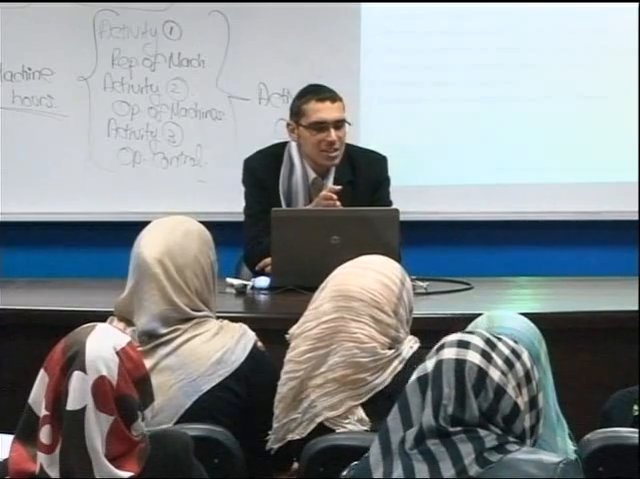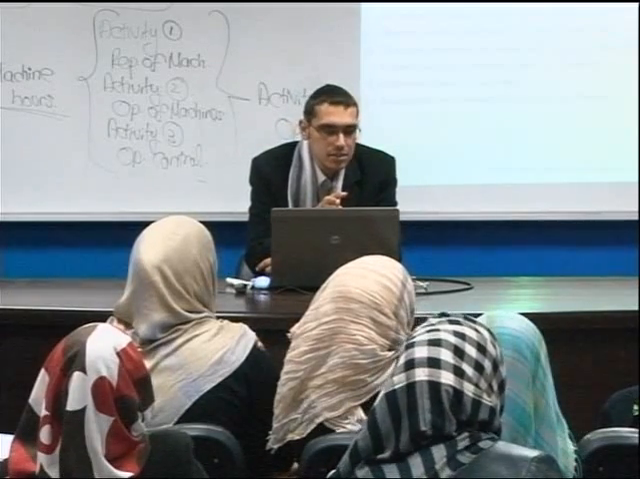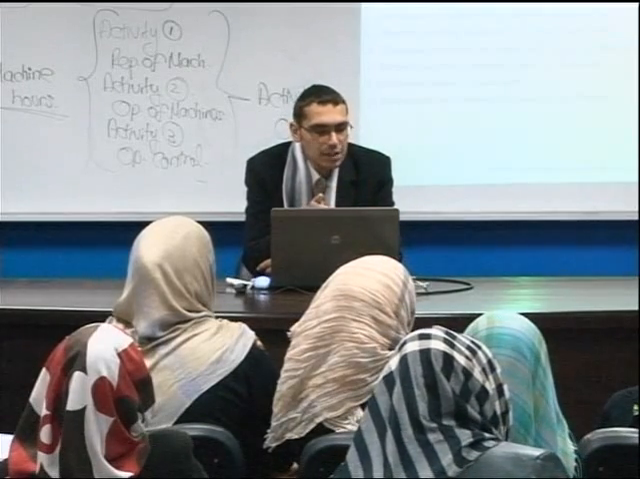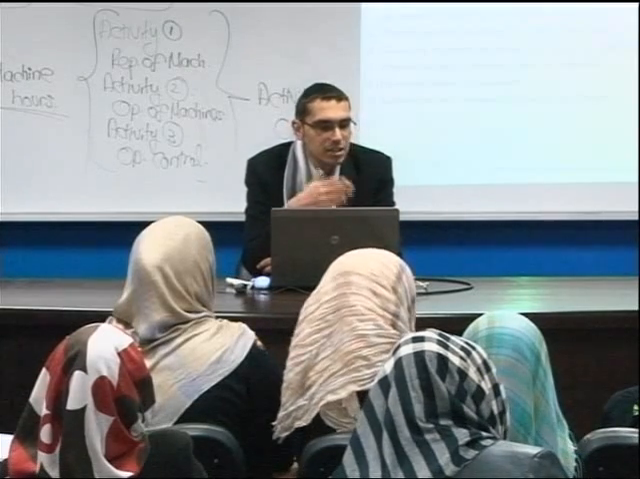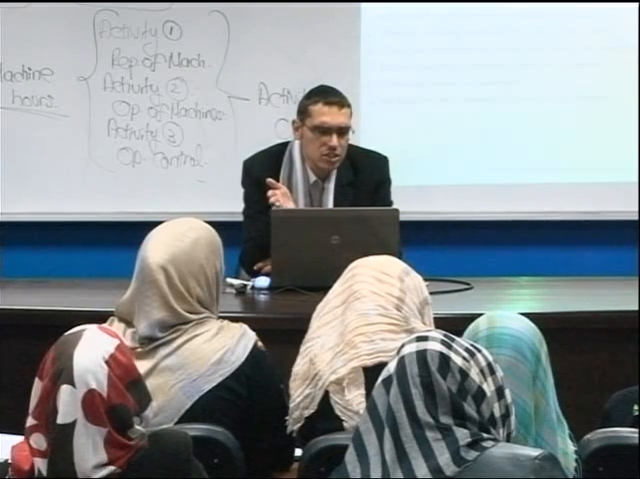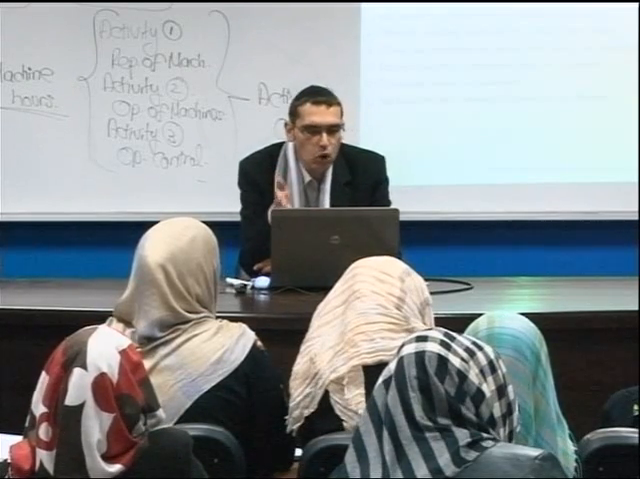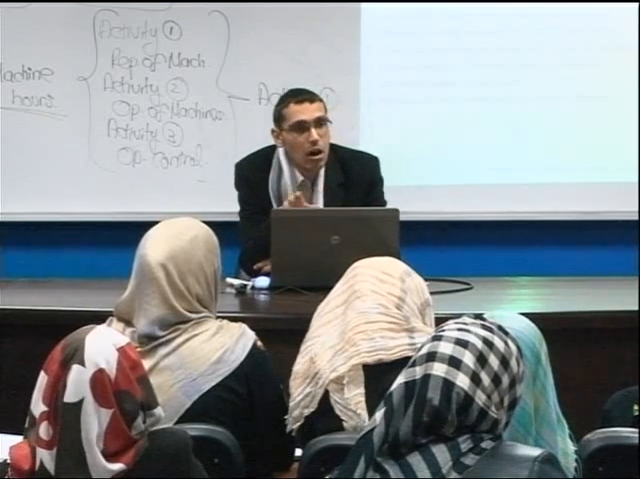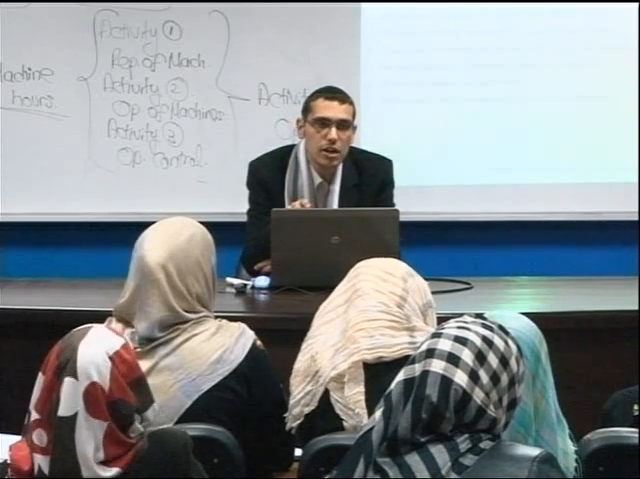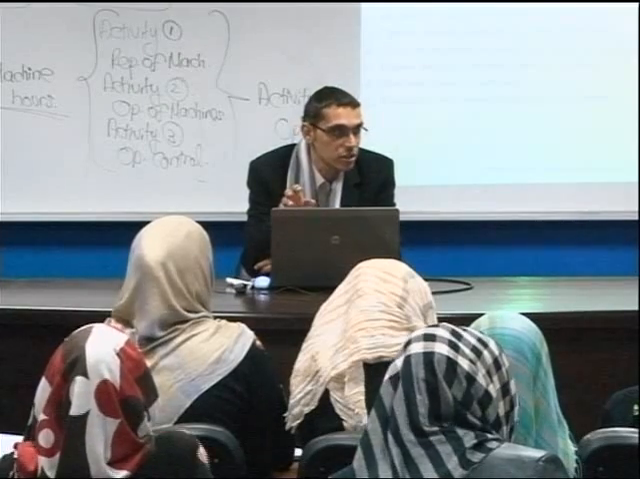As we can see here, the first activity is designing the products and processes. Activity 2 is setting up molding machines. Activity 3, operating molding machines. Activity D, cleaning and maintaining the molds after lenses are manufactured. Activity E, prepare batches of finished lenses for shipment. F, distribute lenses to customers, and G, administer and manage all processes at Plastem. These are the different activities according to the analysis that they have done of their manufacturing process, or of their organization.